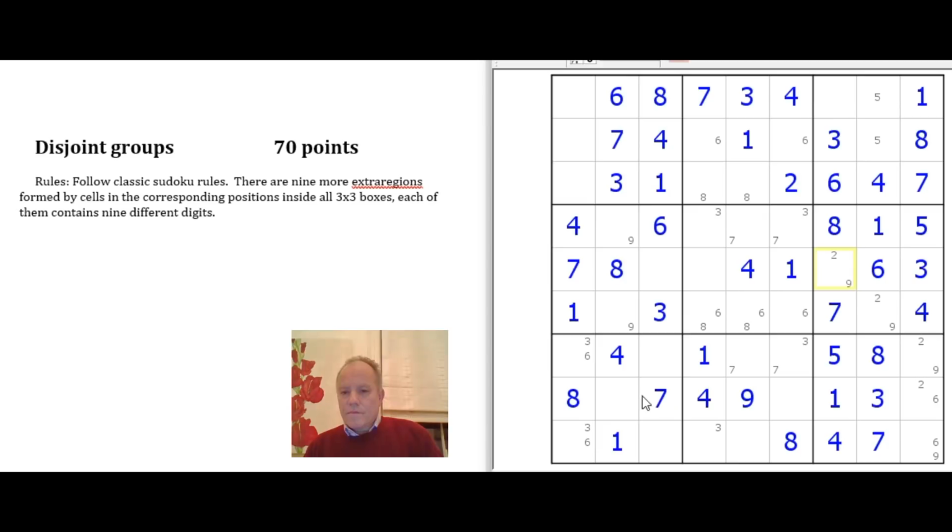3, 6, 8, 4, 7, 1. 9 is on the right hand side here. And now I'm probably running into disjoint constraints that I just haven't noticed. Because this is going quite well.